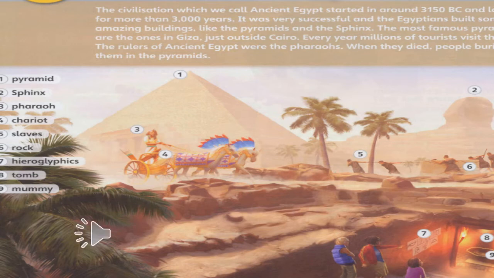1. Listen and say the words. Check with your partner. 1, Pyramid. 2, Sphinx. 3, Pharaoh. 4, Chariot. 5, Slaves. 6, Rock. 7, Hieroglyphics. 8, Tomb. 9, Mummy.